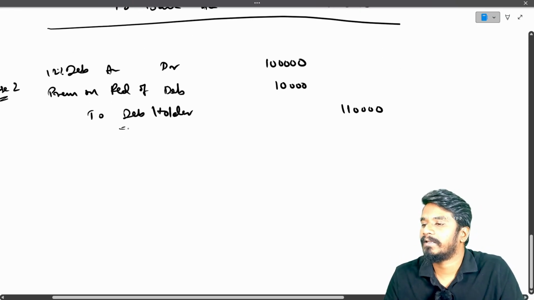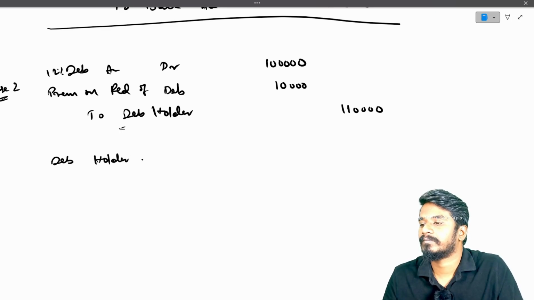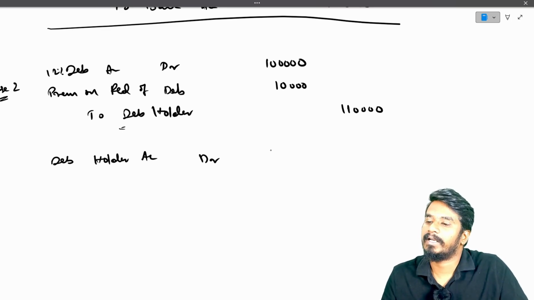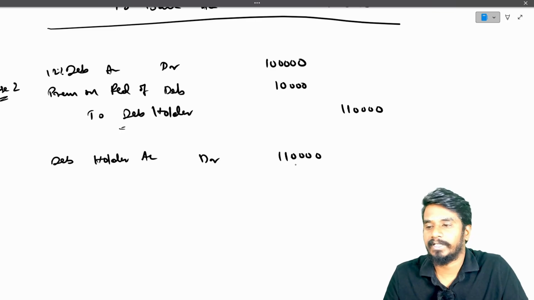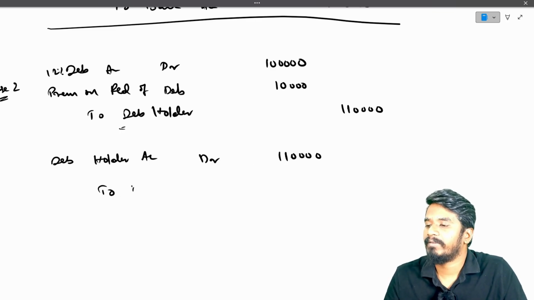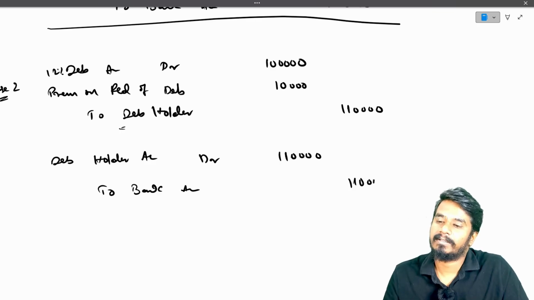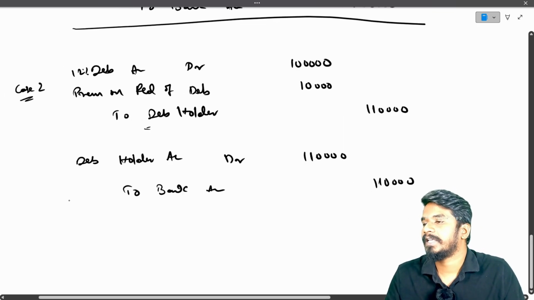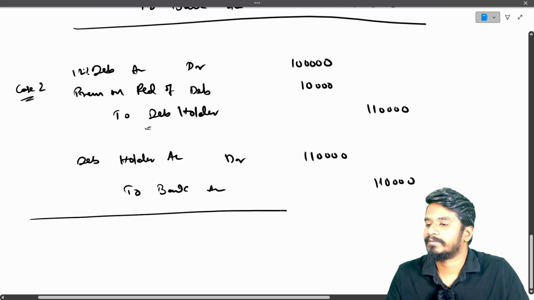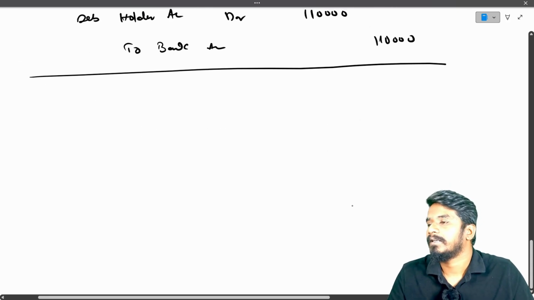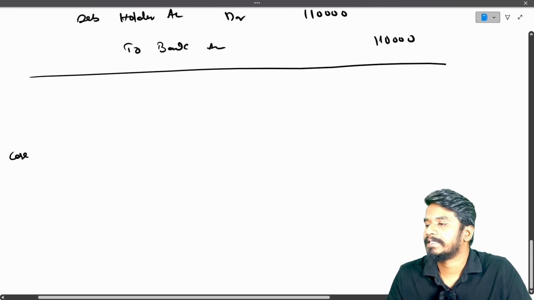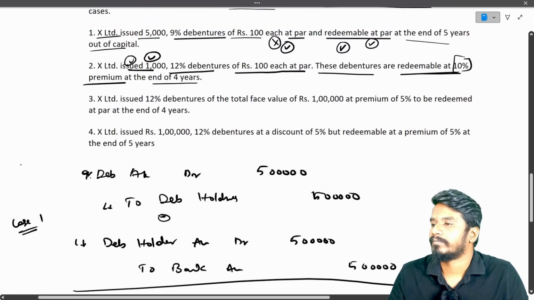Now we will reverse this. Debenture holder account will get debited for 1,10,000 we need to pay, and from where we will pay? Bank account, 1,10,000. Finished. Case 2 is also finished. As simple as that. Let us move to case 3.